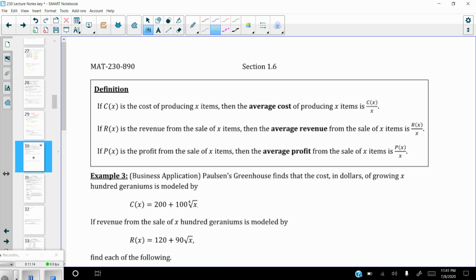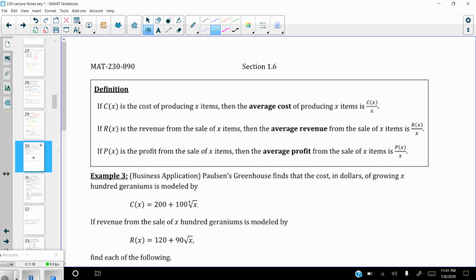Same exact idea for revenue and profit. If you want to find the averages, you're going to take the revenue function, which we call R of X, and divide it by X, which is the total number of items. That'll give you the average revenue, and we'll call profit capital P of X. So if you want to find the average profit, capital P of X over X will give you the average profit.